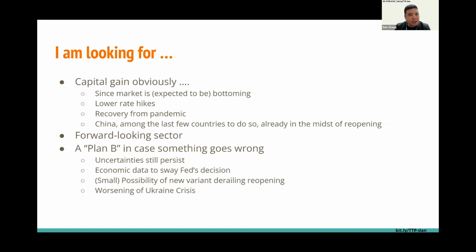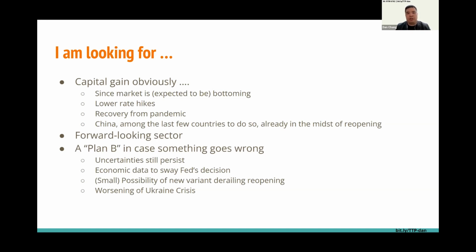My personal preference is to look at forward-looking sectors. Of course, everyone can look at different sectors. Some like to look at banks, some like property, some like technology. But for 2023, I want to look at something more futuristic, more forward-looking. And I also want to have a plan B in case something goes wrong.